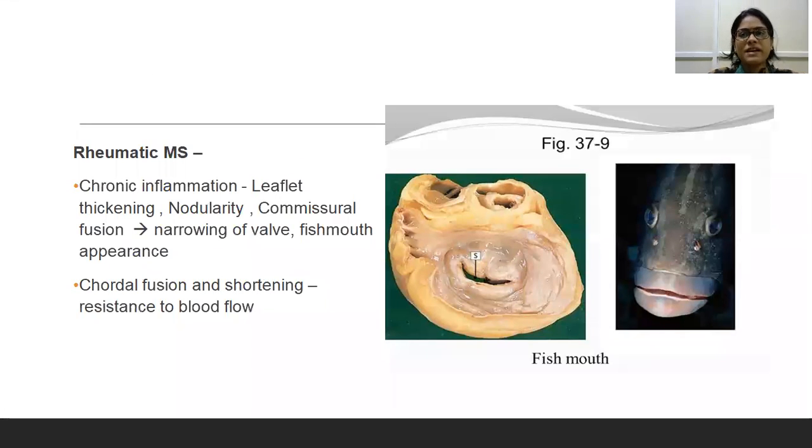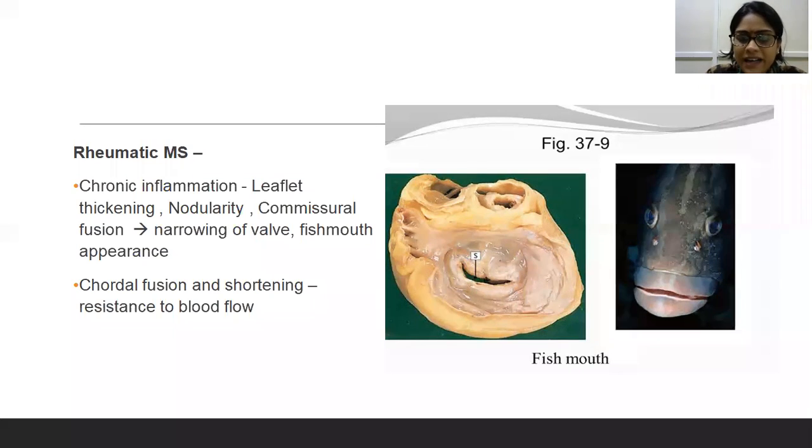In rheumatic mitral stenosis, because it's an inflammatory process, you have chronic inflammation, which results in thickening of the leaflets, formation of nodularities on the leaflet surface, and also commissural fusion, resulting in the narrowing of the valve and also results in a fish mouth appearance. Here you can see the comparison between the mitral valve morphology and the fish mouth. This fish mouth is also called the buttonhole appearance.